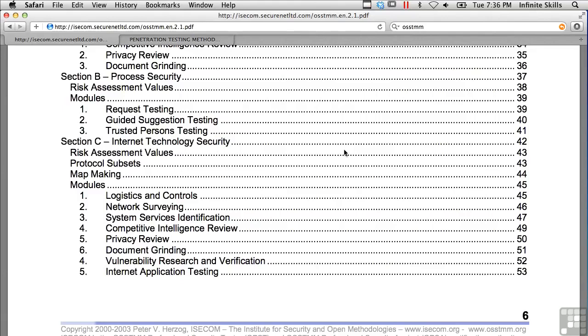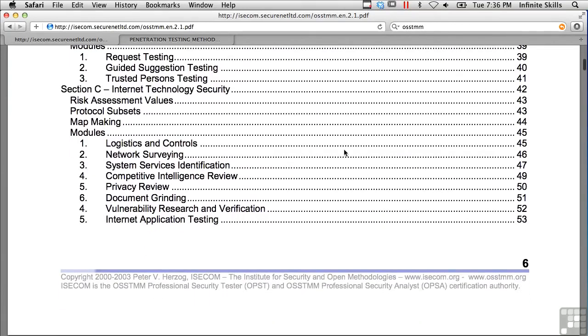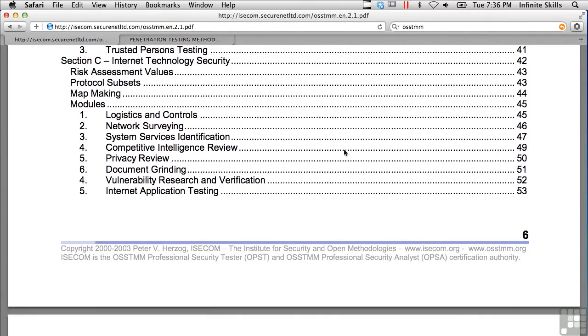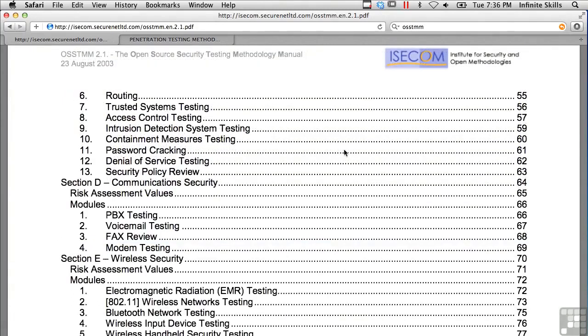Section C is all about internet technology security. Again, they talk about risk assessment values, and the modules for this particular section include logistics and controls, network surveying, competitive intelligence review, privacy review, the document grinding, vulnerability research and verification, internet application testing, which would be probably web applications, although it may include just network-facing applications, routing, trusted systems testing, access control testing, intrusion detection system testing, containment measures testing, password cracking, denial of service, security policy review.